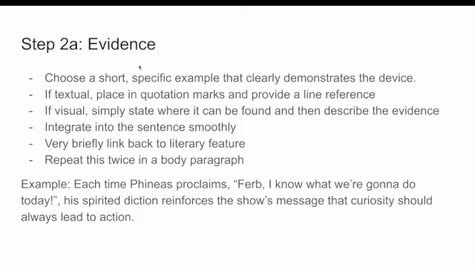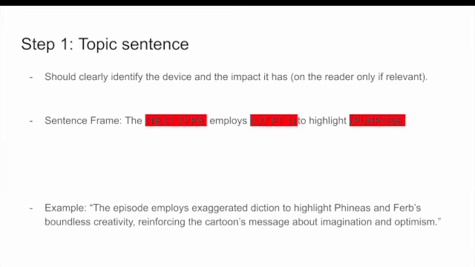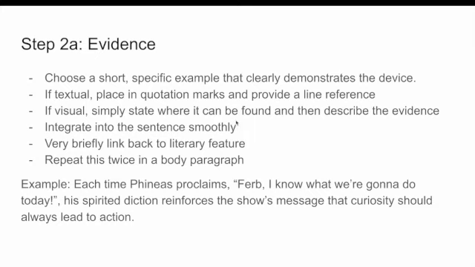So here are some tips on how to select some evidence. First, you should choose a short and specific example that clearly demonstrates the device. That means during your reading time, you should look through, identify some of the most prominent devices, and then identify where in the text that device is most clearly visible. So, for example, here, exaggerated diction. If someone said, I could eat 1,000,000 burgers to say that they're really hungry, then that's exaggerated diction, right? Because no one can actually eat 1,000,000 burgers, but it shows that they're really hungry. So that's a really good example of exaggerated diction.